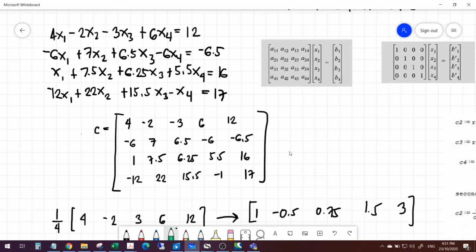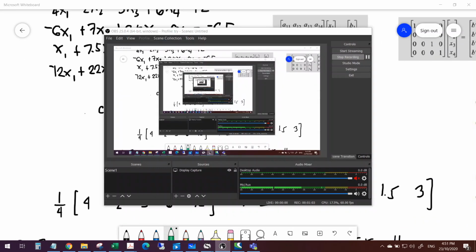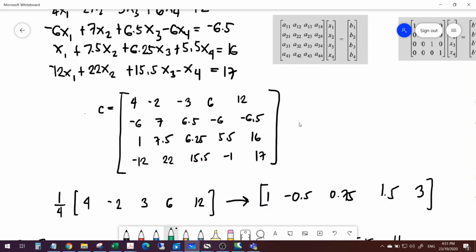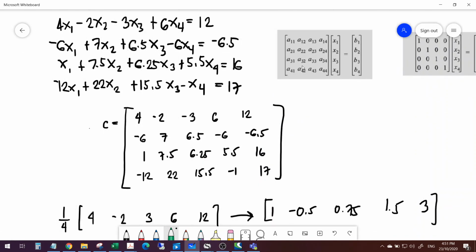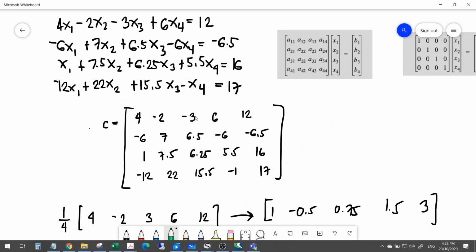Similar to what we did in Gauss elimination, we have a C matrix here wherein we combine both the A and B matrix. So this is your A matrix while this is our B matrix. Remember, in SMAT I used the augment command to combine these two matrices.